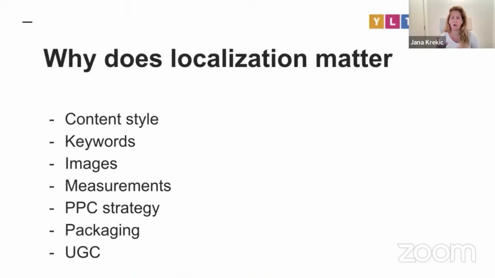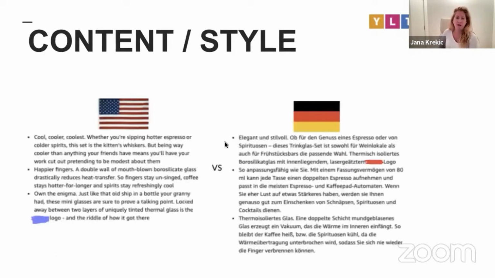So why localization matters and what we're going to tackle is content, style, keywords, images, measurements, PPC strategy, packaging, and UGC. I'm not going to talk about all of that because I'll keep it short today, but I'll talk about some of the most important things that have to do with localization. So not only the words on your listings, but also all these other things. Okay, the first one on top is content or style.